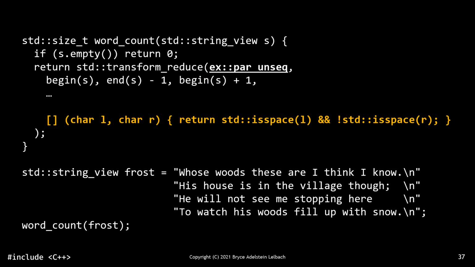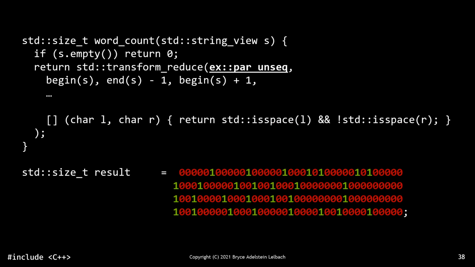Our transformation function's job is to tell us whether the two adjacent characters it's looking at are the beginning of a word. If the left character is white space and the right character is not white space, then the right character is the beginning of a word. The pseudo sequence produced by the transformation will look like this. For every word, one and only one of the transformation invocations returns true.